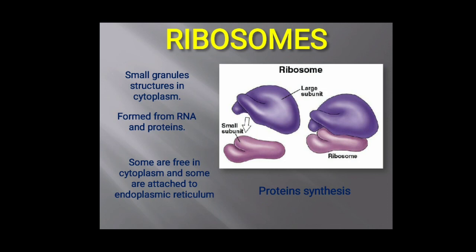There are two types of ribosomes in the cytoplasm. Some of the ribosomes are scattered freely in the cytoplasm and some of them are attached to another cell organelle called endoplasmic reticulum. As you can see in the picture here, each ribosome is made up of two units, a larger subunit and a smaller subunit. These two form and make up a ribosome.